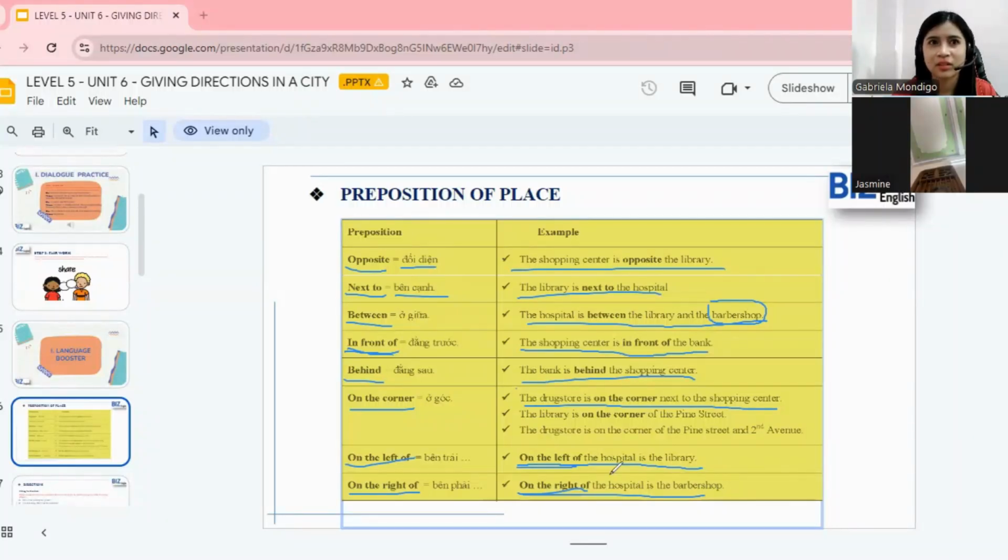If now I am standing at the school, here on the left of this one is... because the direction of turning left is also different. You could say "on the left of" or "next to the hospital", but on the left side.